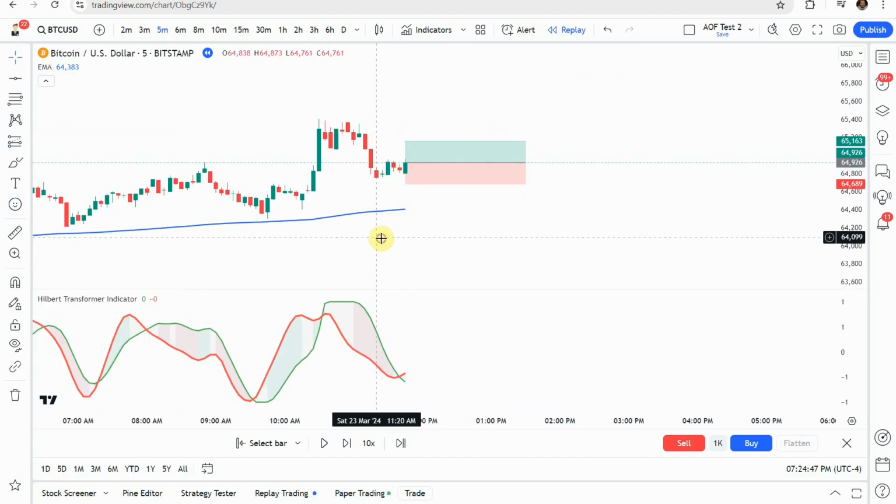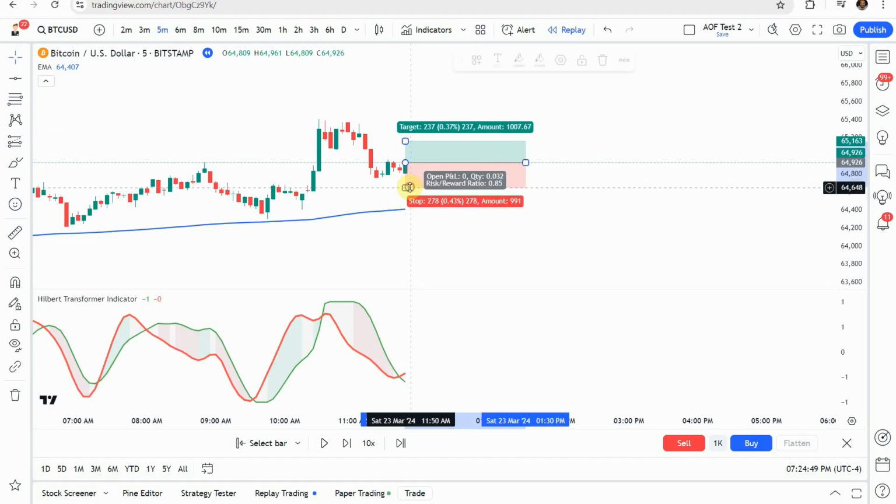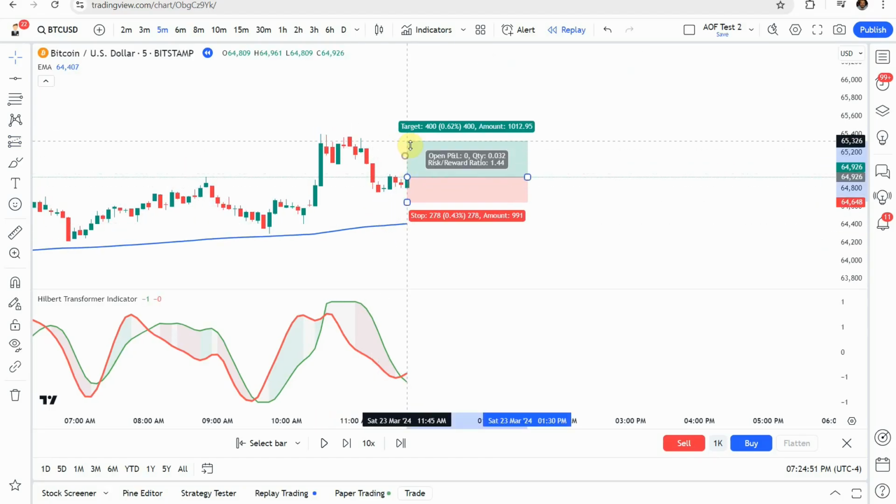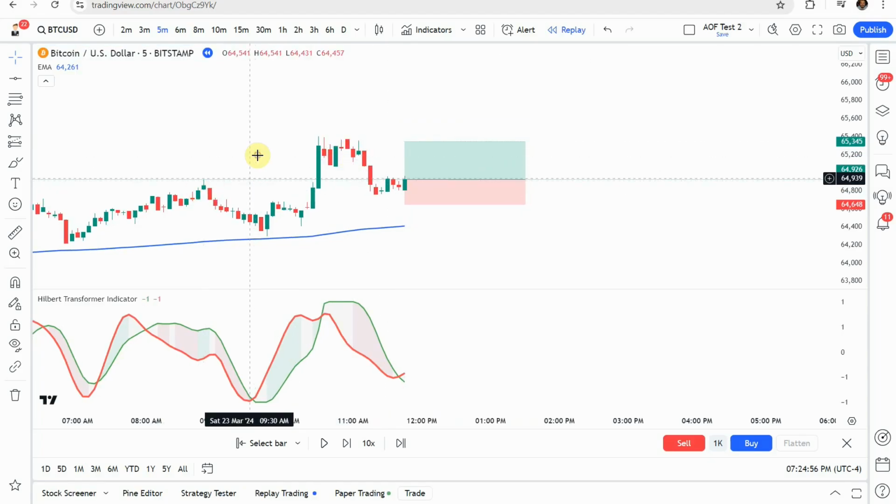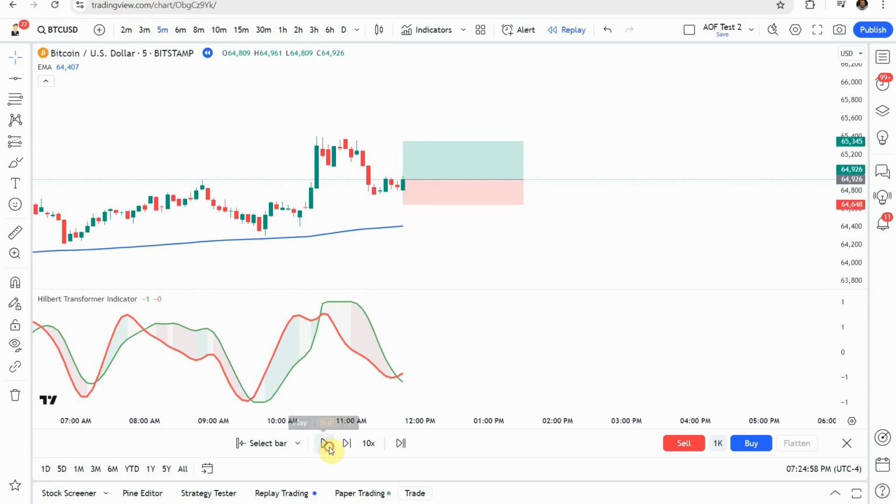And so we'll put our trade right here. We'll put our stop just right below this pivot right here. And we're going to target a 1 to 1.5 risk reward, right about so. Let's play this forward and see how it plays out.